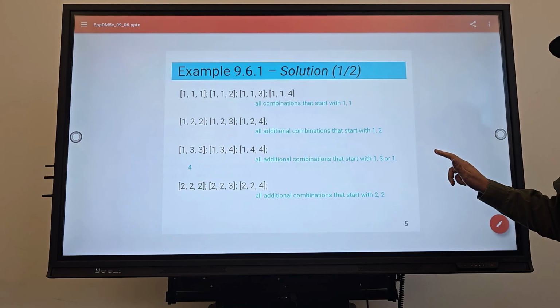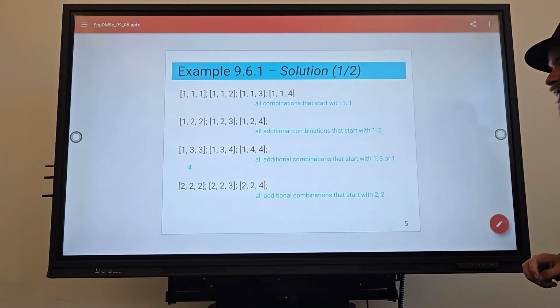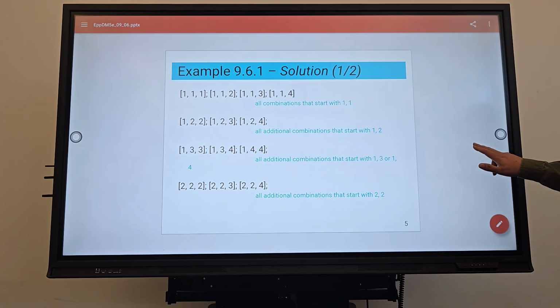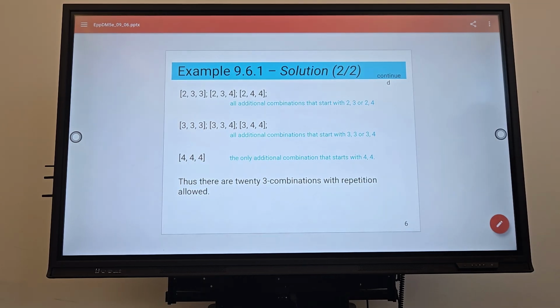So you do all the combinations that start with 1, 1, all the combinations that start with 1, 2, all the combinations that start with 1, 3 or 1, 4, all the combinations that start with 2, 2, etc., going through, and you count them up, and there are 23 combinations with repetition allowed.